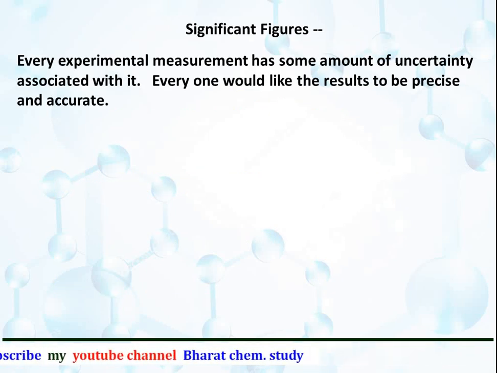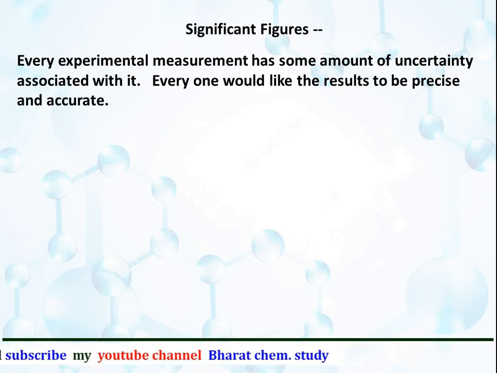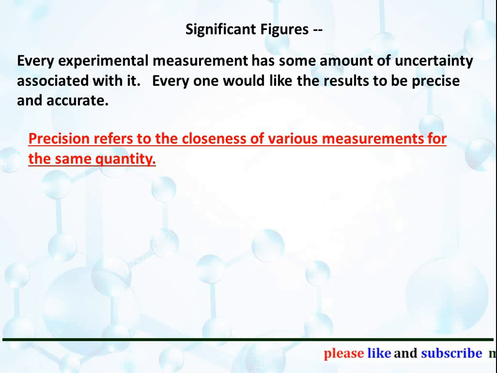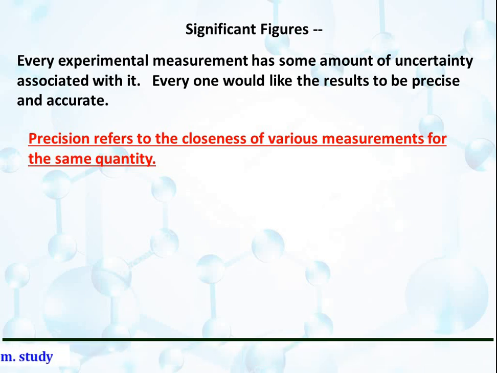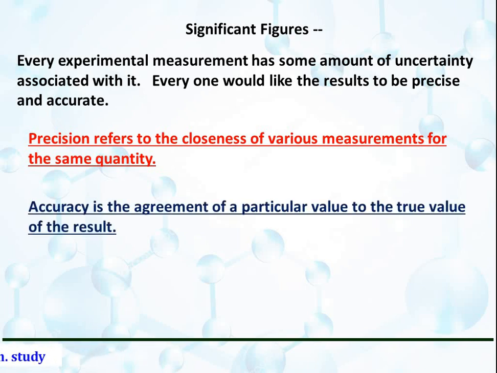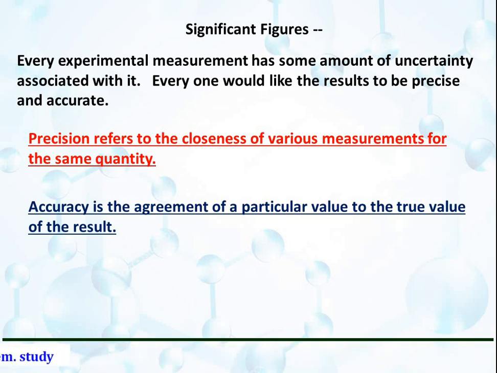Significant figures. Every experimental measurement has some amount of uncertainty associated with it. Everyone would like the result to be precise and accurate. So let's study what the meaning of precision and accuracy is. Precision refers to the closeness of various measurements for the same quantity. That is, when we are making 2 or 3 calculations, how close these calculations are is called precision. And accuracy is the agreement of a particular value with the true value of the result. That means how close our values are to the exact or true value.